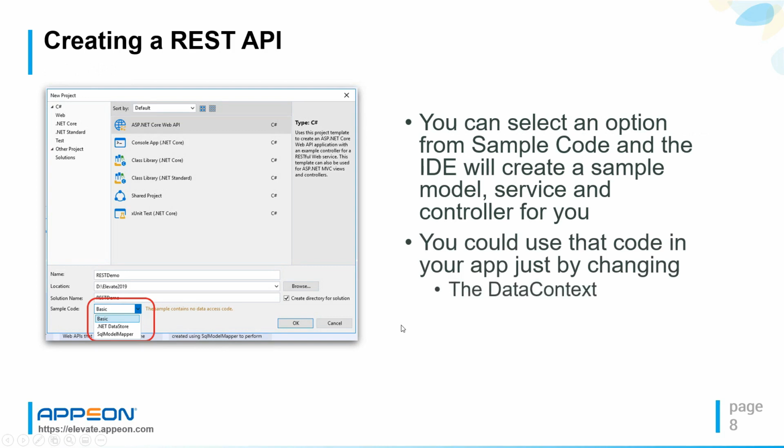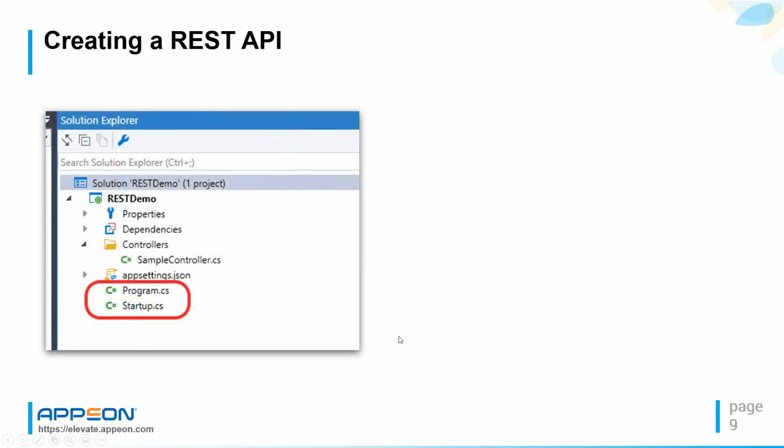Now, if you did use one of the two sample codes, what you could actually do is go in and just modify the sample code that's generated to change the data context and the data transfer object, and you would have a working application. But it would be using whatever they provided in that sample code.